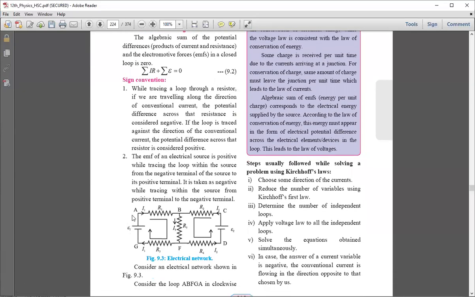So this is an electrical circuit, you can see here. How many junctions are here? Here two junctions, B and F. How many branches are here? Three branches: BF branch, BAGF branch, and BCDF branch. Okay, a branch is a path.